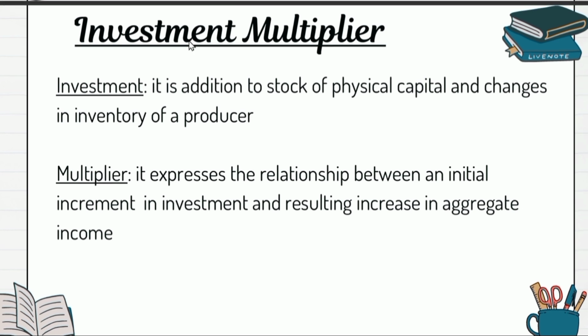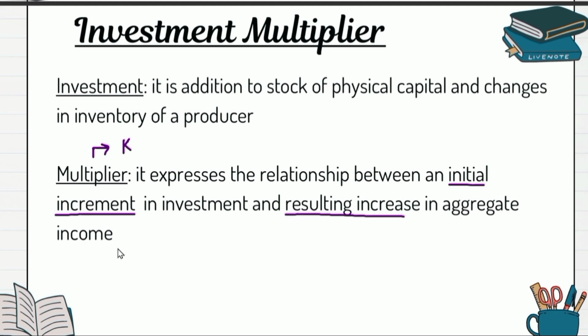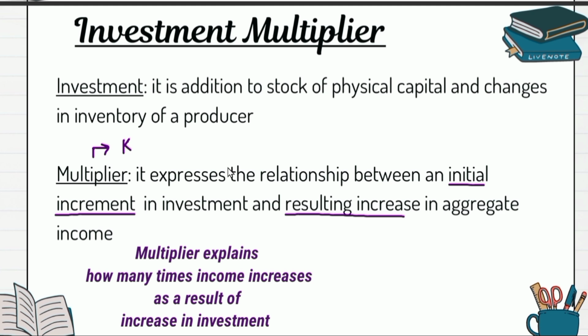Now before jumping into the workings of investment multiplier, let's just see what investment is and what multiplier means. Investment is the addition to the stock of physical capital and changes in inventory of producers. Now what is multiplier? Multiplier is represented by a constant called K. Multiplier expresses the relationship between the initial increment, that is how much you are increasing investment initially, and the resulting increase in aggregate income. So the multiplier explains how many times the income increases as a result of an increase in investment.